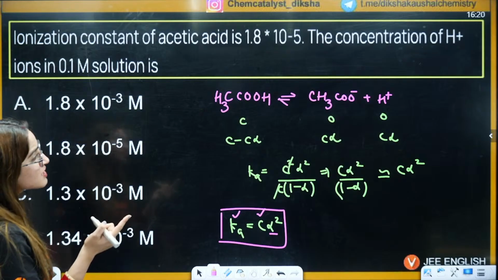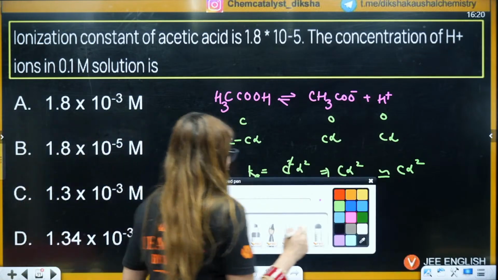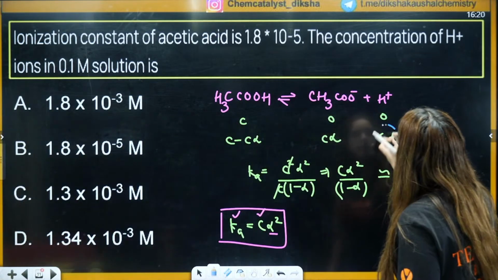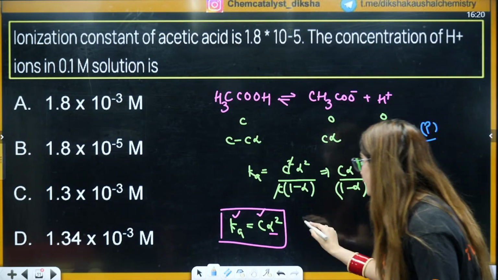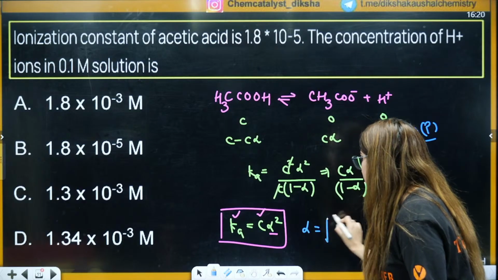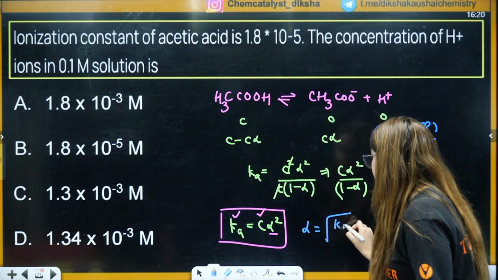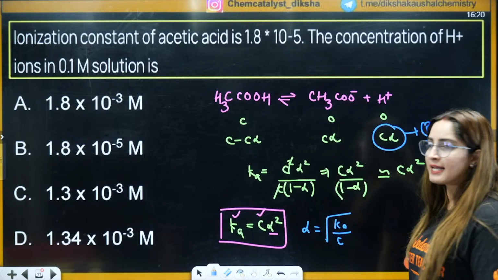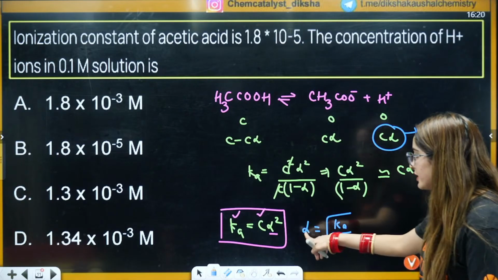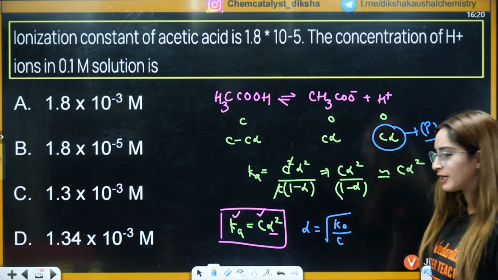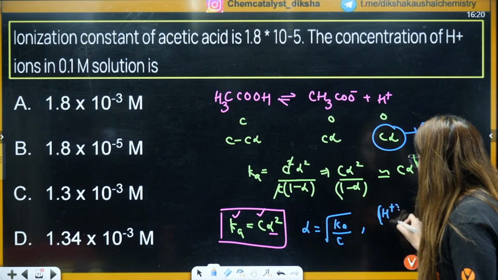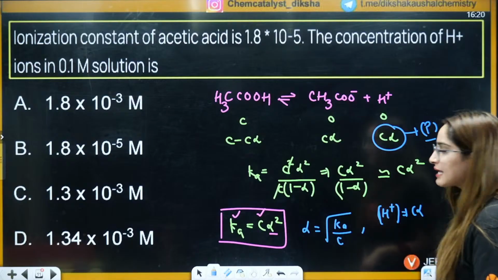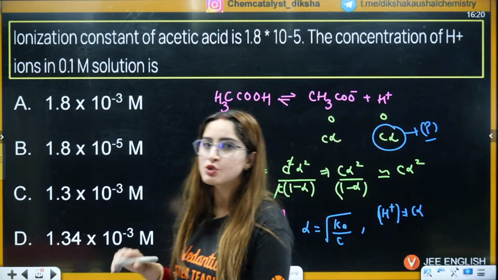Okay, the concentration of H positive they are asking you. So what you have to do here, you have to calculate the value of C alpha. That means first you will calculate the value of alpha, that is equals to under root of Ka divided by C. We know that H positive concentration is equals to C alpha.